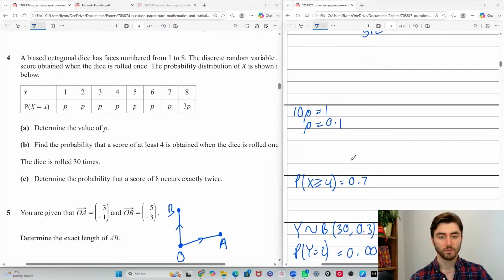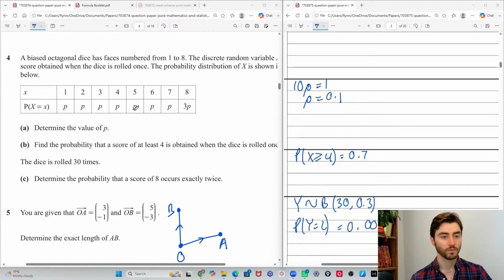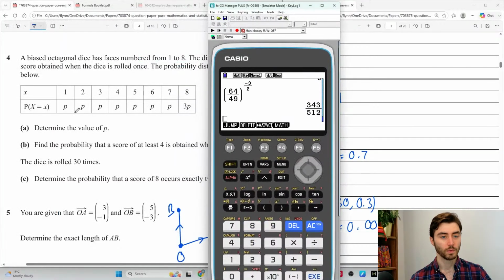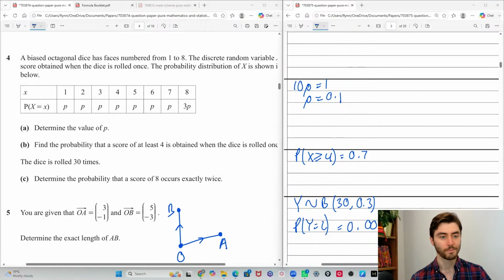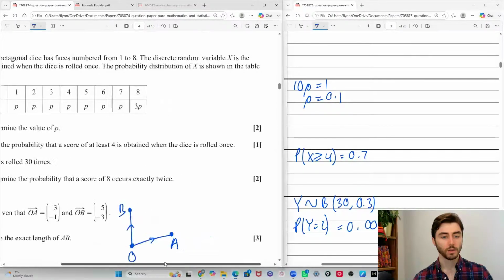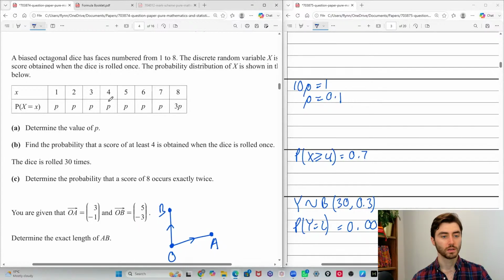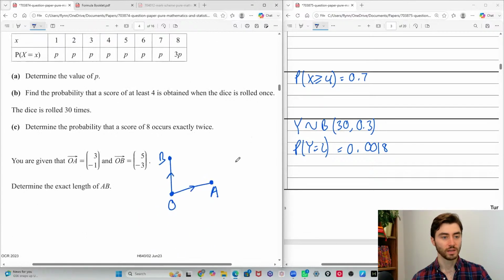Here, determine the value of p. 1, 2, 3, 4, 5, 6, 7, 8, 9, 10. P is 0.1. I can even check this. So 1, 2, 3, 4, 5, 6, 7 lots of 0.1 plus a final lot of 0.3 does give me the one that I want as the sum. Find the probability of a score of at least 4 when rolled once, so that is 0.7, it just is.